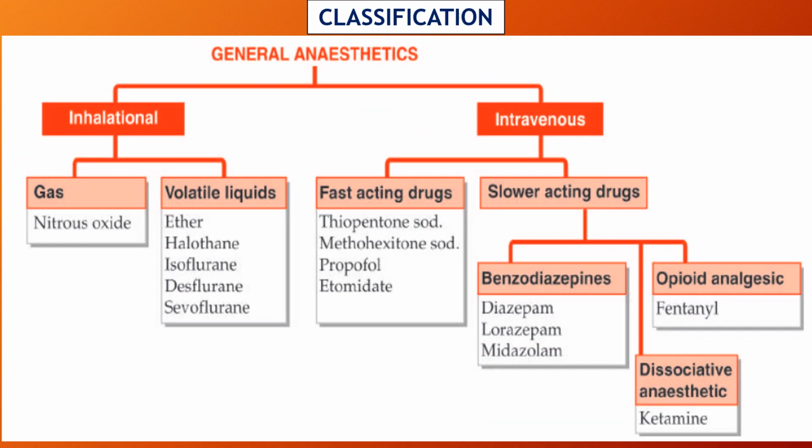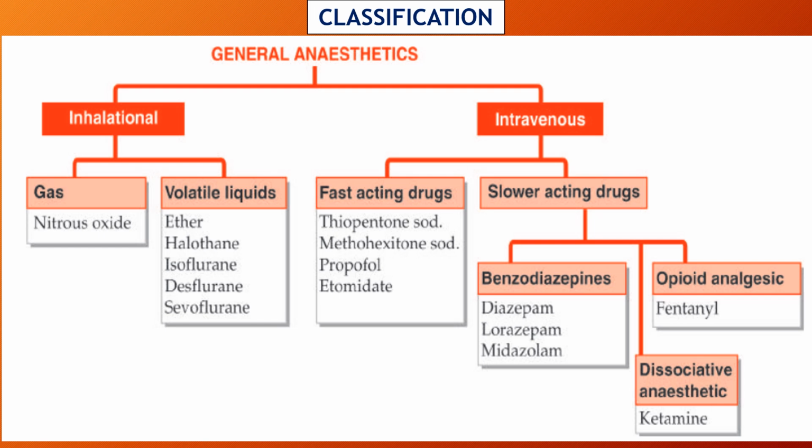This is the classification of general anesthetics. These drugs are basically classified as inhalational general anesthetics and intravenous. Inhalational general anesthetics are further classified as gas and volatile liquids. The most common example of an inhalational general anesthetic is nitrous oxide, and volatile liquids are ether, desflurane, halothane, and sevoflurane.